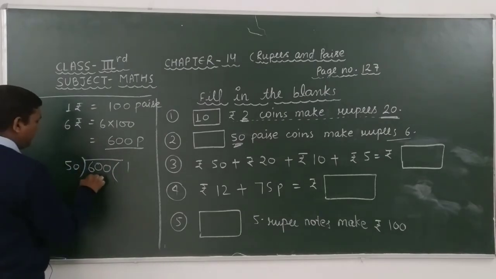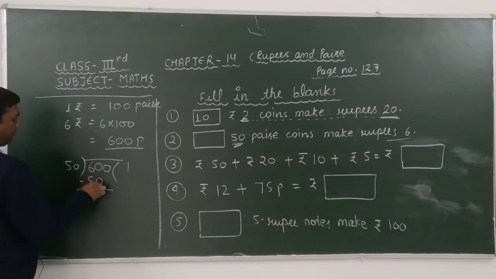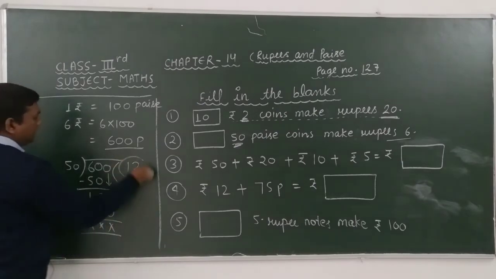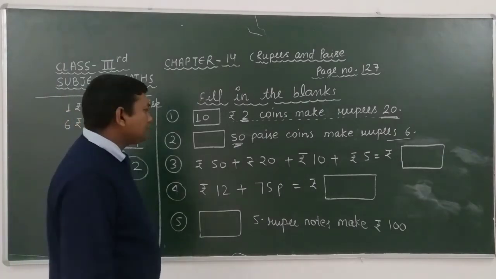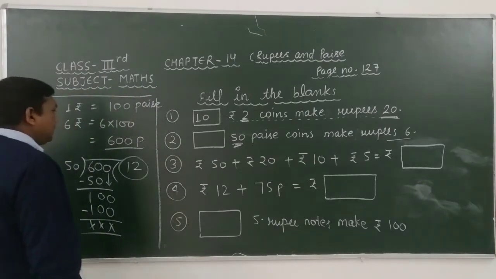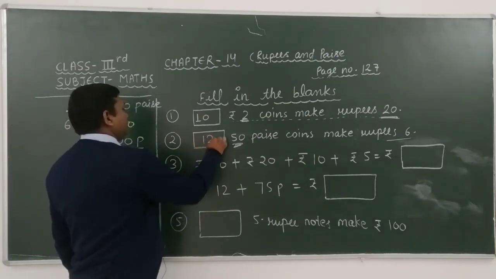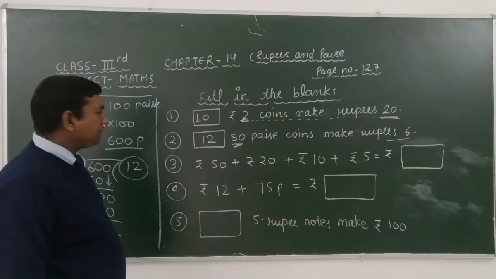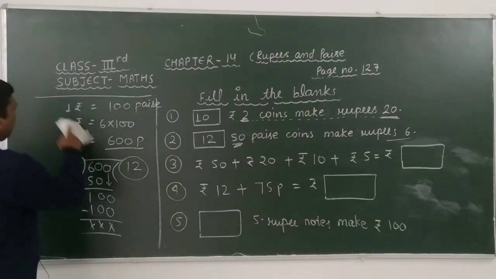50 ones are 50, 0 minus 0 is 0, 6 minus 5 is 1. And here we take 0. 50 twos are 100. Here we get 12. It means that 12 fifty-paise coins make rupees 6. Understand? Okay, now read this.